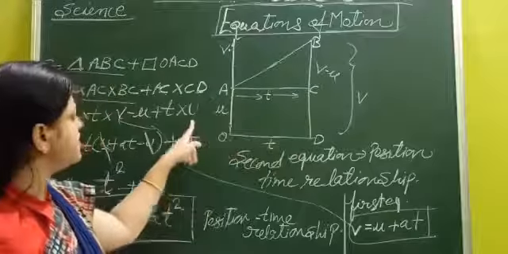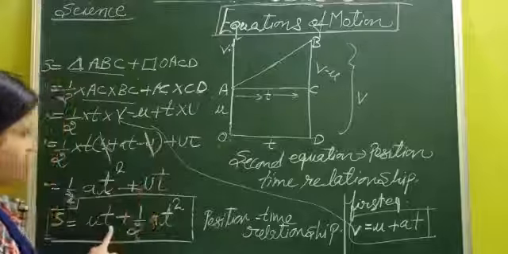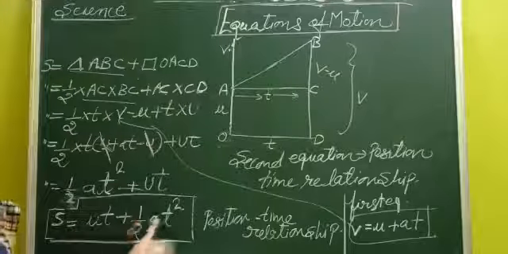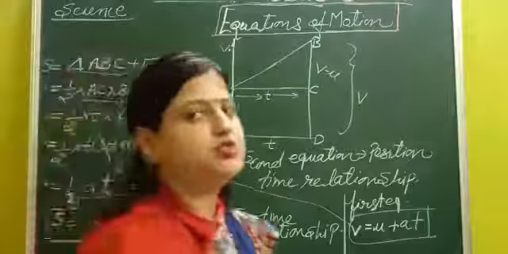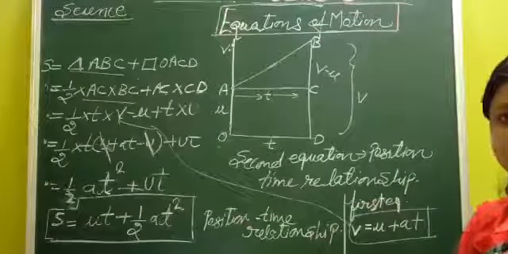Here is U, so this is the U. U multiply T, UT, U as it is, UT. So S equals UT plus half AT square. This is the position time relationship. So note down all this in your register.